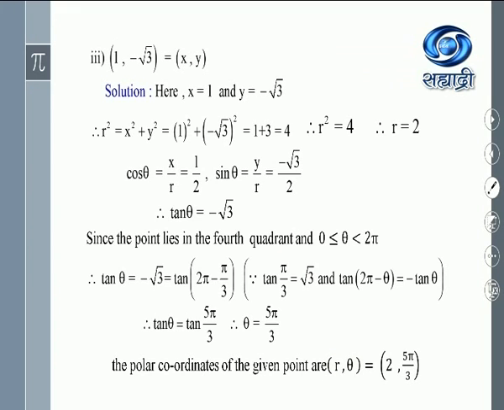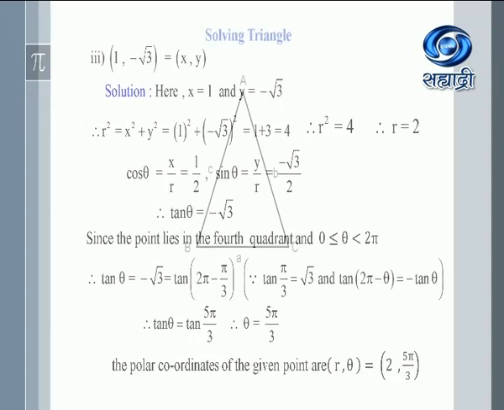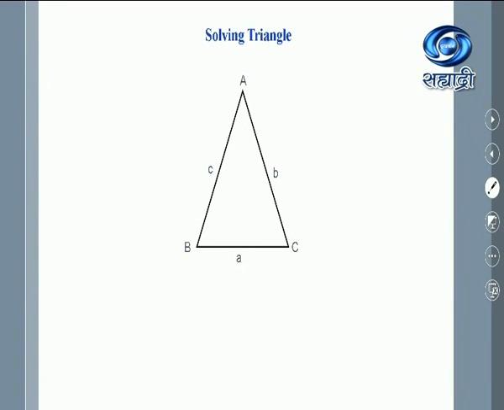So what are the polar coordinates (r, θ)? R is 2 and θ is equal to 5π/3. Clear? So here we completed the conversion from Cartesian coordinates to polar coordinates and polar to Cartesian coordinates. The only thing is we have to revise all these things. Now the next important topic is solving the triangle.